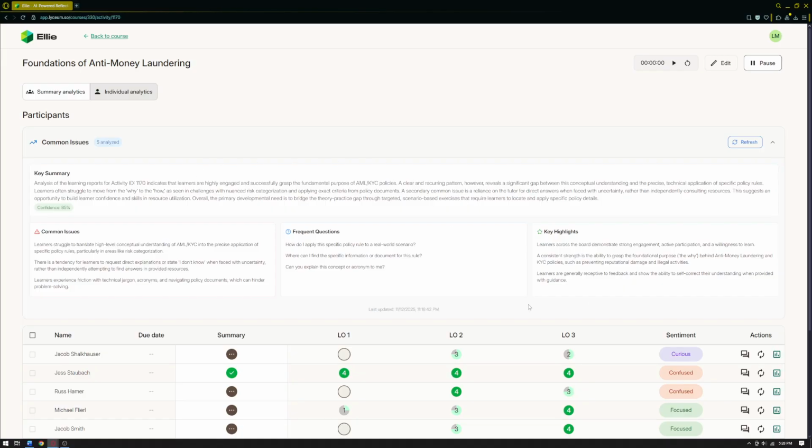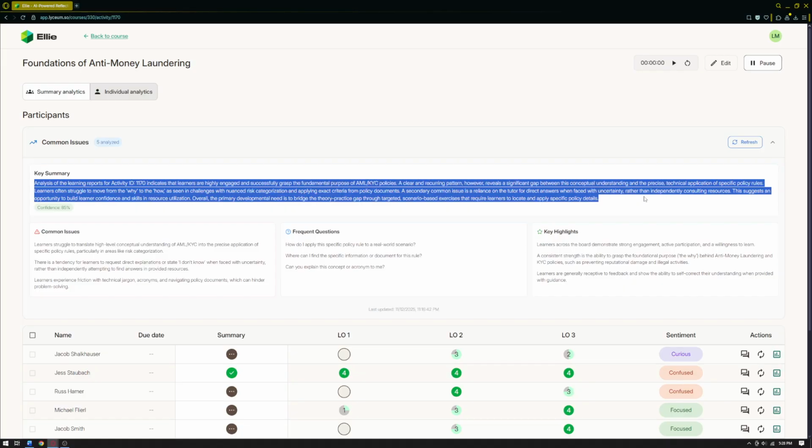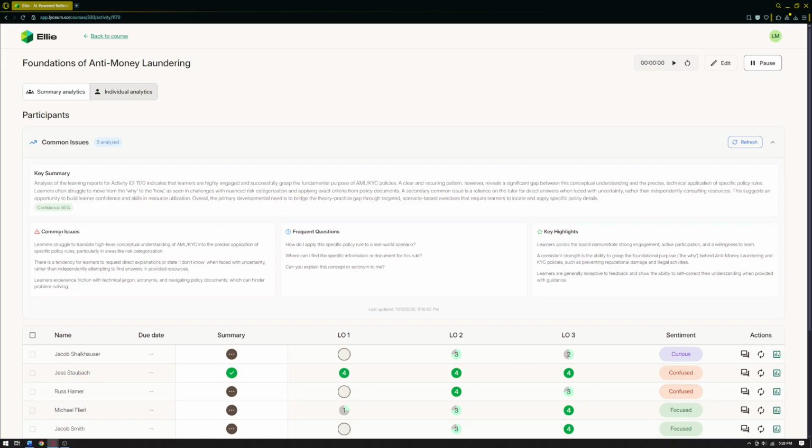But I could also just rely on this common issues section. So I can get a key summary of the entirety of what occurred in this module. I can look at some common issues. So for instance, learners struggle to translate high level conceptual understanding of these things into precise application of the policy. Okay, that's useful for me to understand as an L&D professional, as a trainer. I can see what sort of questions the learners are asking. I can see some just broad highlights, what's going well. Consistent strength is the foundational purpose behind anti-money laundering and know your customer policies. Okay, everyone understands why we have these.